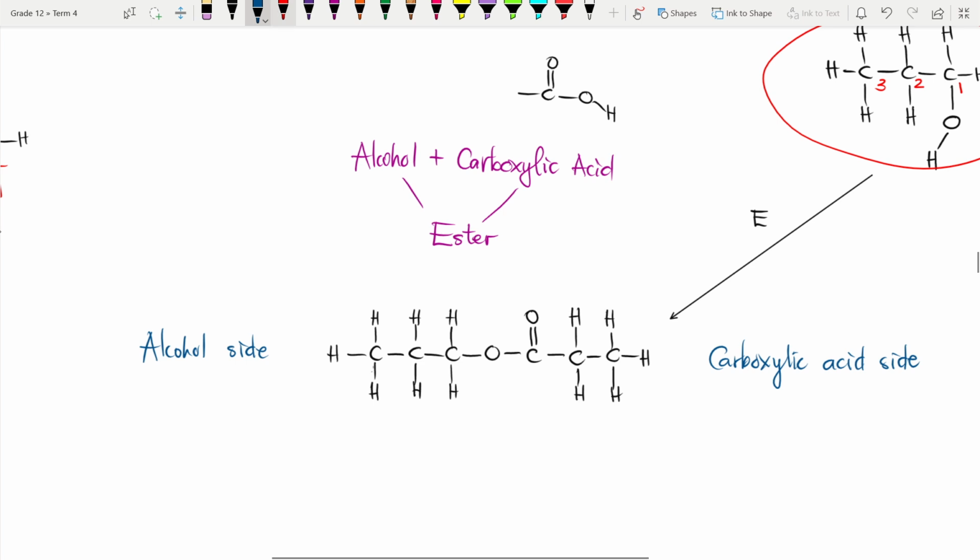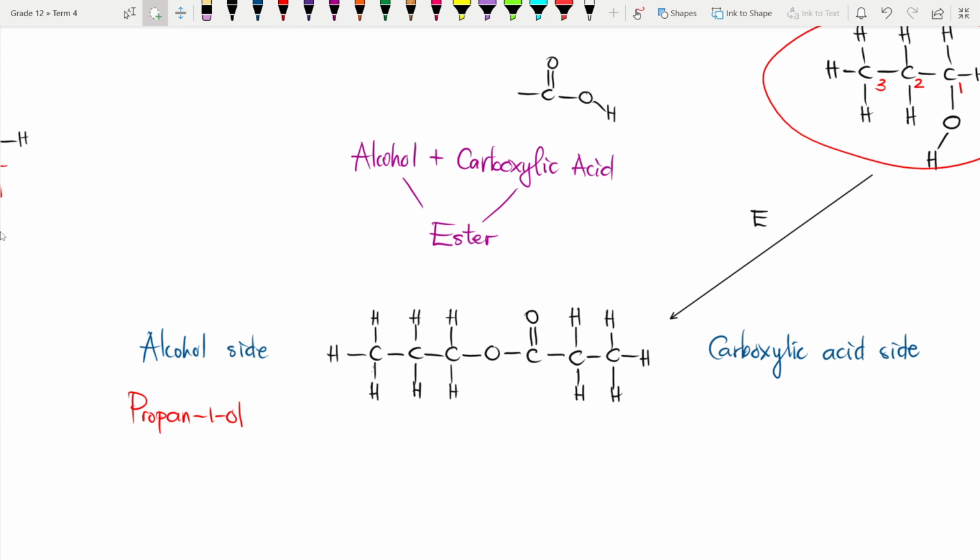Then I can now name this ester because I know the alcohol that was used. It's propan-1-ol, and I know the carboxylic acid that was used. By the way, what is the name of this carboxylic acid that was used? The carboxylic acid that was used.